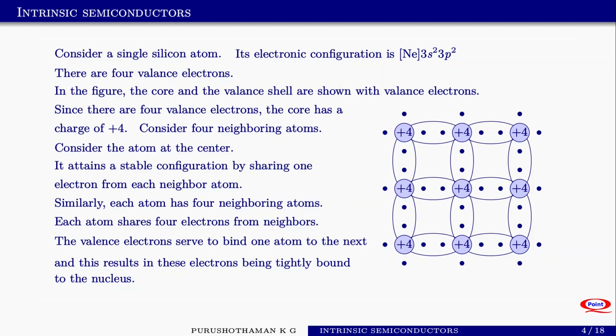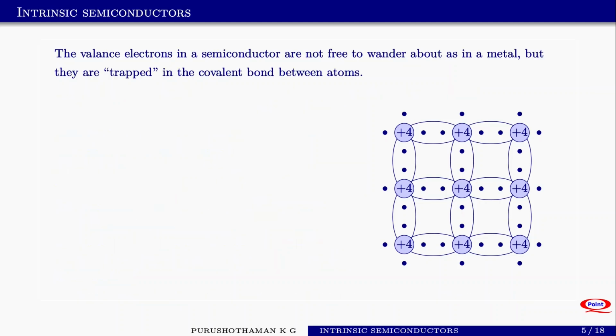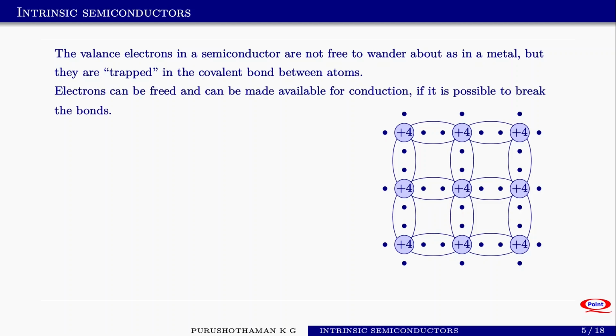The valence electrons serve to bind one atom to the next, and this results in these electrons being tightly bound to the nucleus. This type of bond between atoms in which electrons are shared is called a covalent bond. The valence electrons in a semiconductor are not free to wander about as in a metal, but they are trapped in the covalent bond between atoms. Electrons can be freed and made available for conduction if it is possible to break the bonds. So if you supply sufficient energy to break the bonds, we can make electrons free.